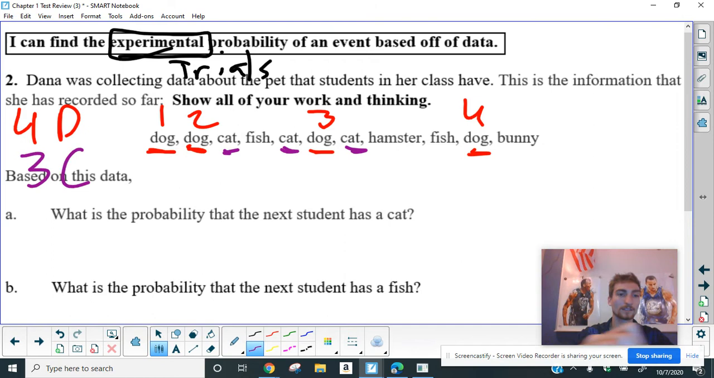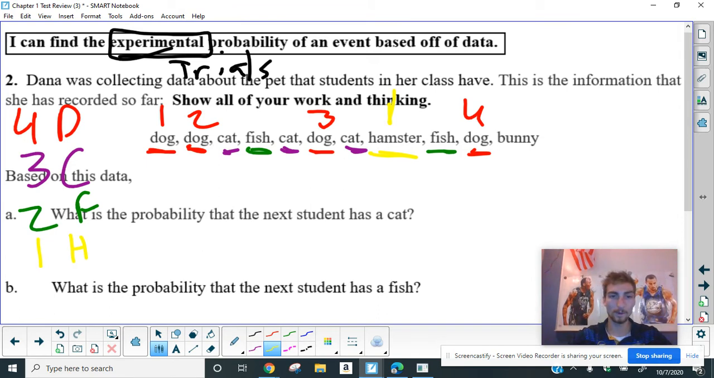3 cats. How many fish are there? 2 fish. Hamsters. Can't forget about the hamsters. They're so much fun. 1 hamster. And then finally, 1 bunny. And we'll do that in blue. Using all of our colors here. I love it. All right.